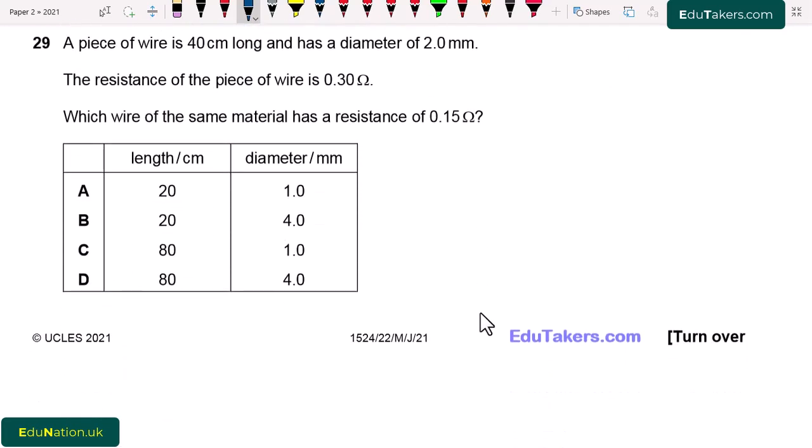Question number 29. A piece of wire is 40 cm long and the diameter of this wire is 2.0 mm. The resistance of the piece of wire is 0.30 ohm. Which wire of the same material has a resistance of 0.15 ohm? Length is given in centimeters and diameter is given in millimeters. So here we have to show which one of the wires has the resistance of 0.15 ohm.